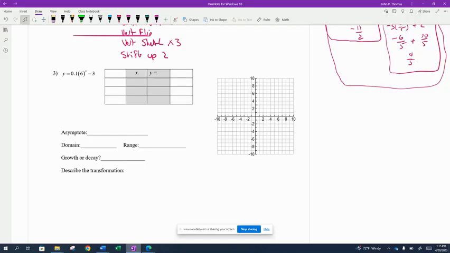Okay, so now we're going to take a look at the third example here. Our parent function on this one is y equals 6 to the x. So our x values we're going to start with are -1, 0, and 1, which means we're going to get y values of 1/6, 1, and 6. Looking back to the equation, there's no right or left transformation, so we don't need to do anything on the x side. On the y side, though, we've got a times 0.1 and a -3.